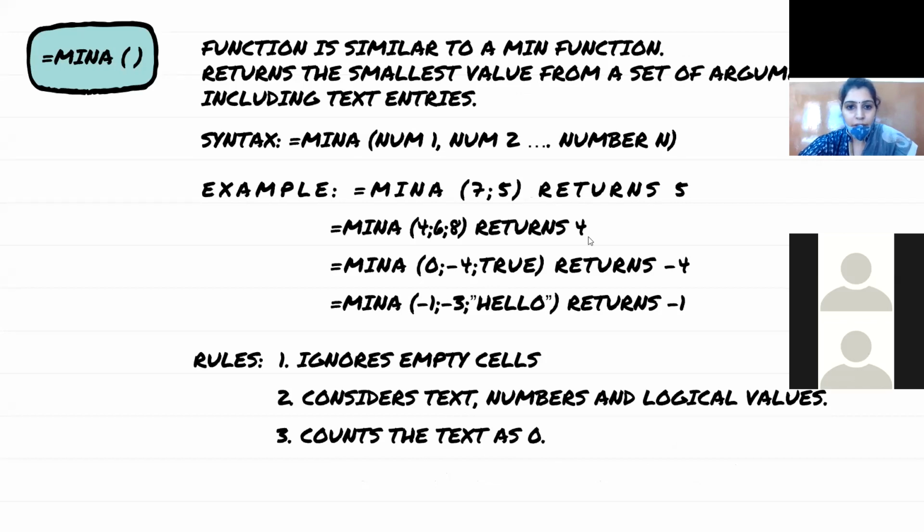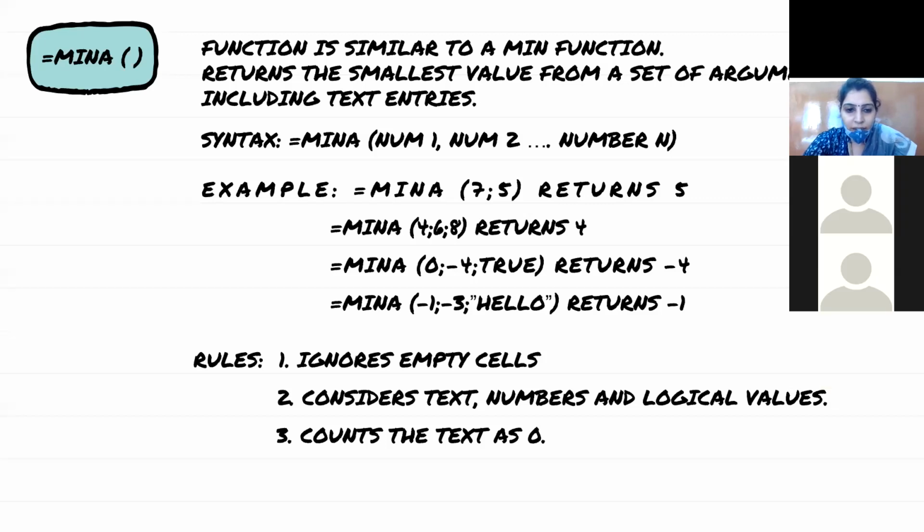The negative values will get counted, Rishit. Okay, so MINA will find the smallest value from the given range, including the text entries. And we know that the value of a text entry will be considered as 0, right? In the fourth example, the output is wrong, so correct it while writing. For example, MINA 4, 6, 8 will return 4, the lowest value.